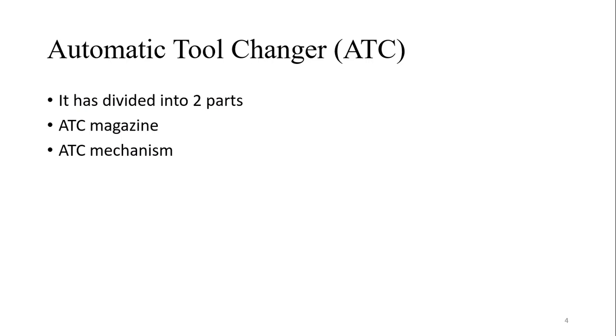Then the automatic tool changer is divided into two parts. The first one is the ATC magazine, in which you store your tools, then the ATC mechanism. For today's lecture, we are going to discuss only the ATC magazines and their types. Correct? So we are starting with the ATC magazine.